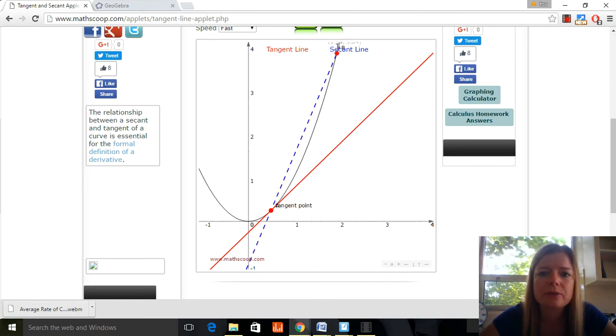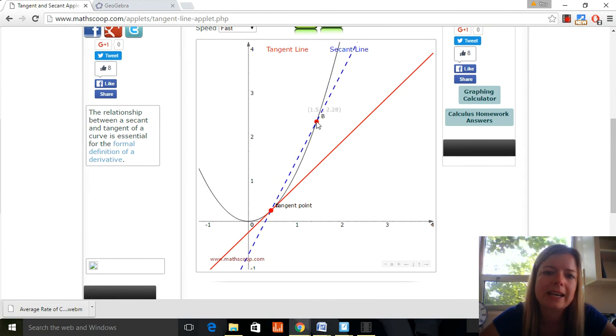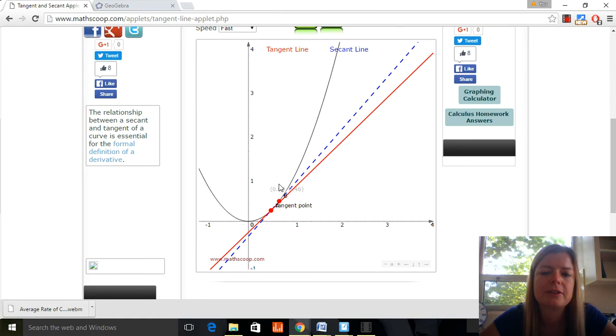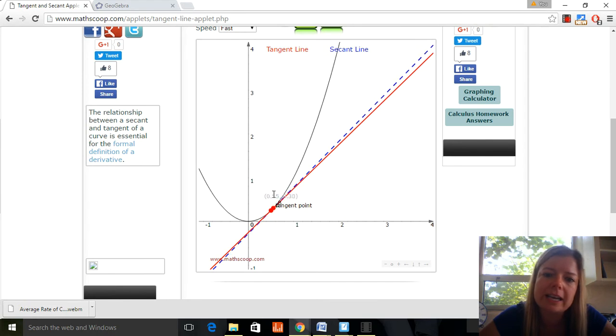So what we do in mathematics is look at what happens when I make this secant line come closer and closer to the tangent point. Watch what's happening to the blue line. As we slide this point B closer and closer to the tangent point, notice that the blue line is approaching the red line. So the closer that B gets to the tangent point, the closer the blue line is to the red line, until it's pretty much exactly right on top.